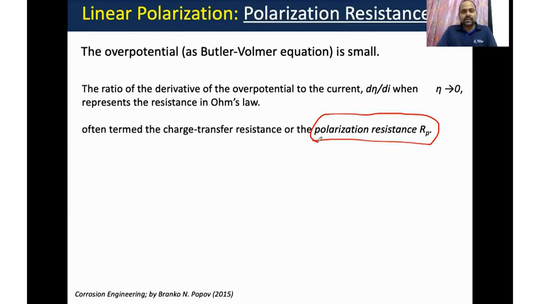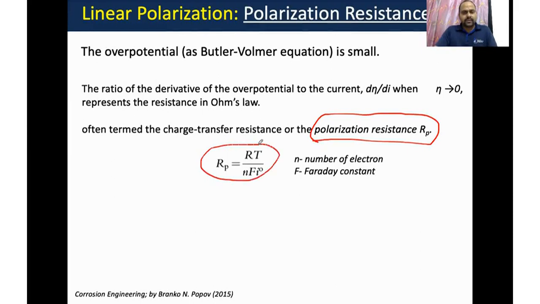Now think about the corrosion perspective. This formula is already given, where RT is the constant, n is the number of electrons, F is the Faraday constant, and I0 is the current at equilibrium. Then in general, RP depends upon this equation. This is the well-known equation. I'm not going to talk about it here. You can just see these values.